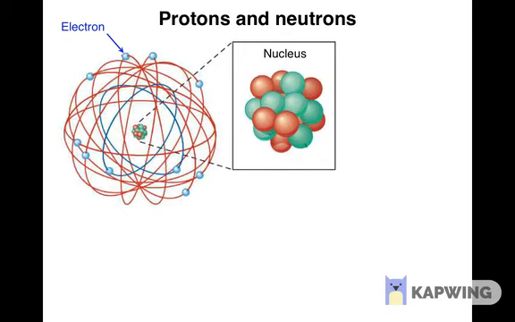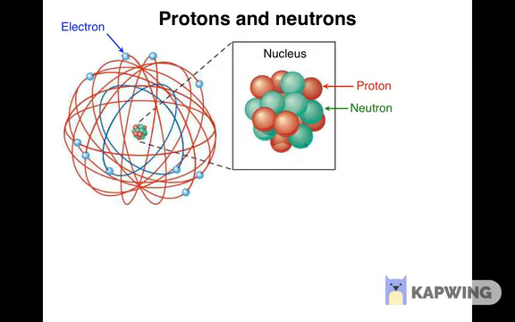As scientists delved ever deeper into the structure of matter, they discovered that the atomic nucleus itself consists of two types of particles. Both of these particles are approximately 1,800 times heavier than the electrons. Their masses are similar and are almost the same as the mass of a hydrogen atom. One of these particles, the proton, has a positive electric charge. The other, the neutron, has no electric charge.